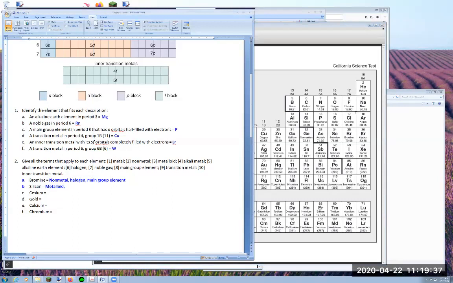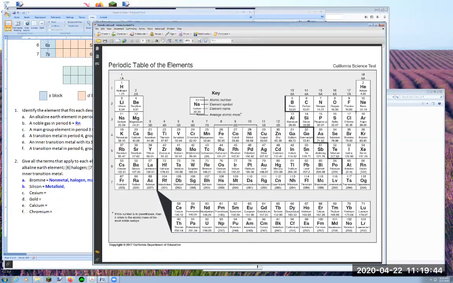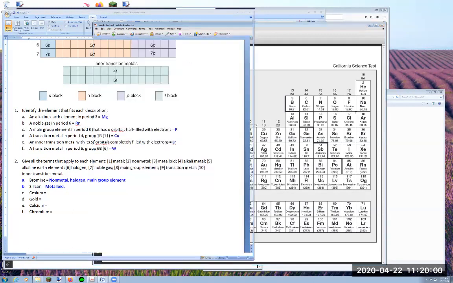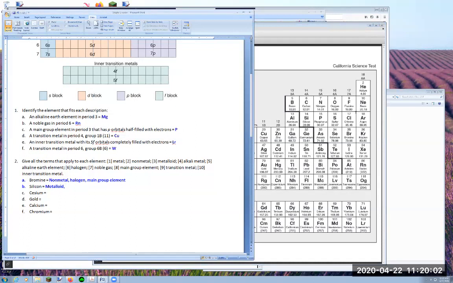Alkali metal would not make sense. It's not a metal. Alkaline earth elements, again, alkali metals are group 1A. Alkali earth elements are group 2A. So it's not these. Halogens are group 7A. It's not there. Noble gases are group 8A. It's not there. So then the question is, is it a main group element?